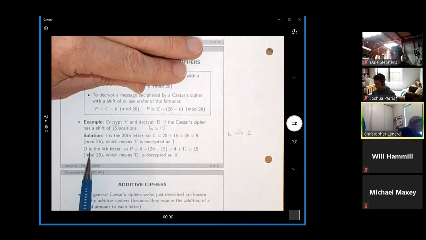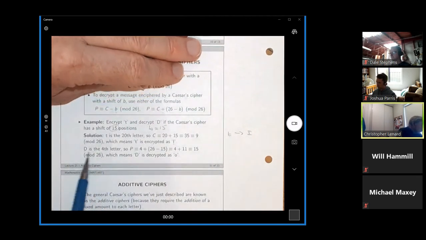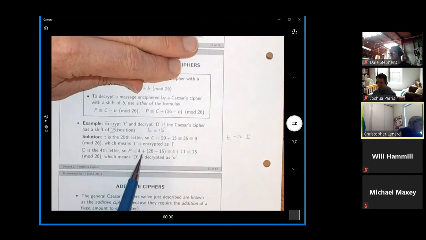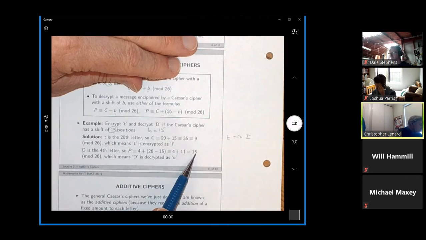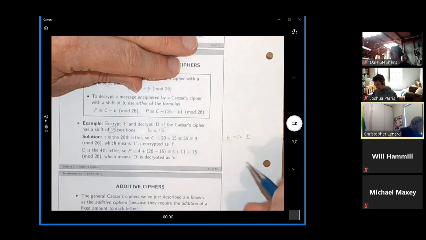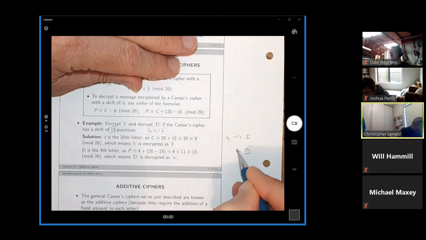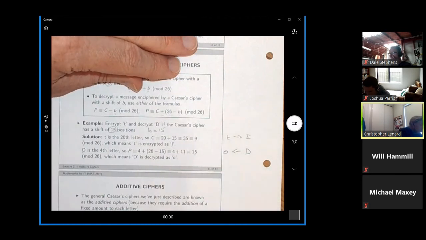Okay, how do you decrypt D? Remember uppercase for cipher. So D is the 4th letter. We take the 4th letter and instead of shifting backwards by 15, we shift forwards by 26 minus 15. So 26 minus 15 is 11. We add 11 to 4, we get 15. What's the 15th letter of the alphabet? It's O. So D gets decrypted to O.